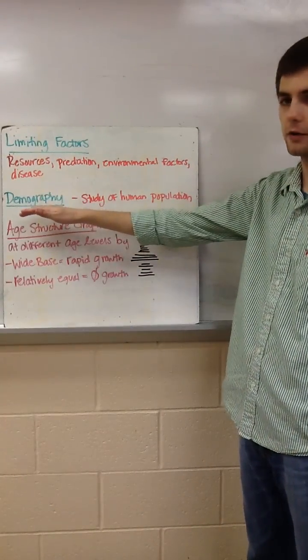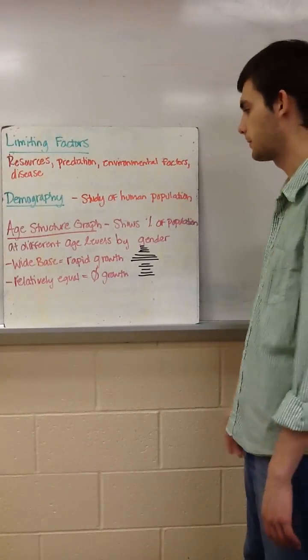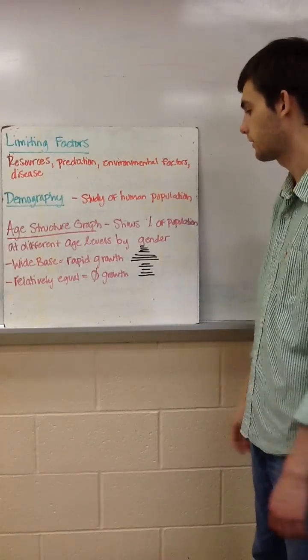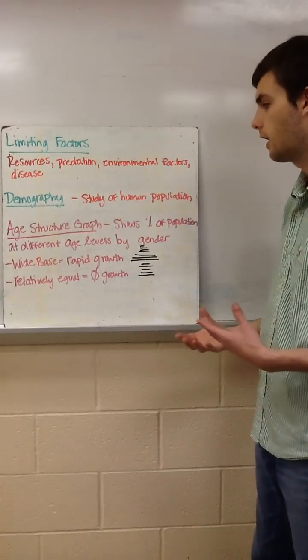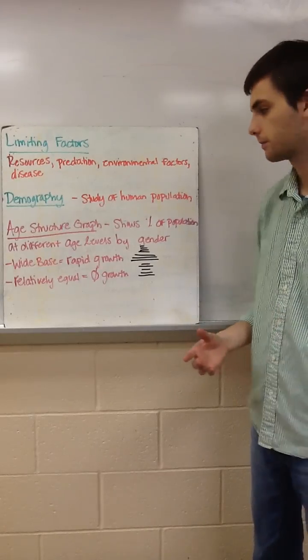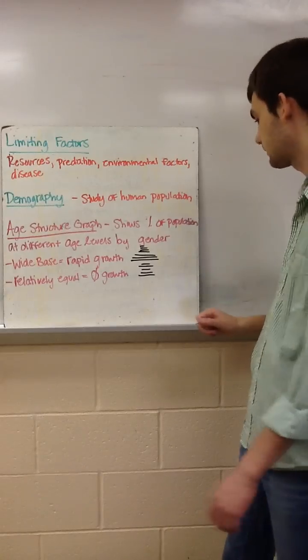Moving on, demography. This is the study of human population. And in order to study human populations, we look at something called an age structure graph. An age structure graph shows us the percent of individuals at different ages based on their gender. And when you look at an age diagram, it'll look something like this.